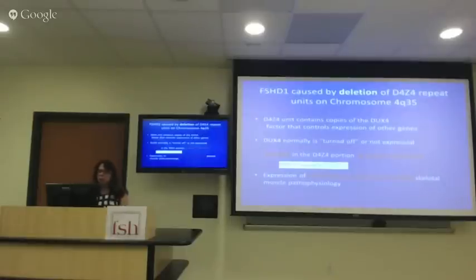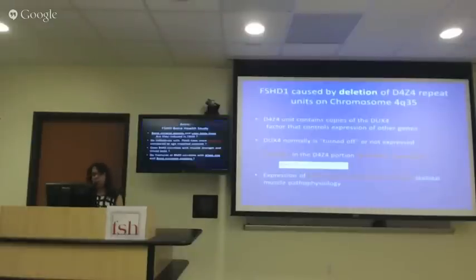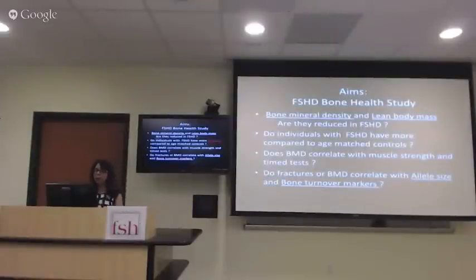Why is that? This region of D4Z4 contains something called DUX4, and this factor controls expression of other genes. And normally, this DUX4 is turned off, not expressed, not active. However, when there's a shortening of this allele, shortening or deletion in the D4Z4 region, the DUX4 is expressed. And when it's expressed, it's toxic. And we believe the expression of this DUX4 is what's causing the skeletal muscle pathology in FSHD. So we're interested in the allele size in the study to see what the correlation is with a lot of features of our study.